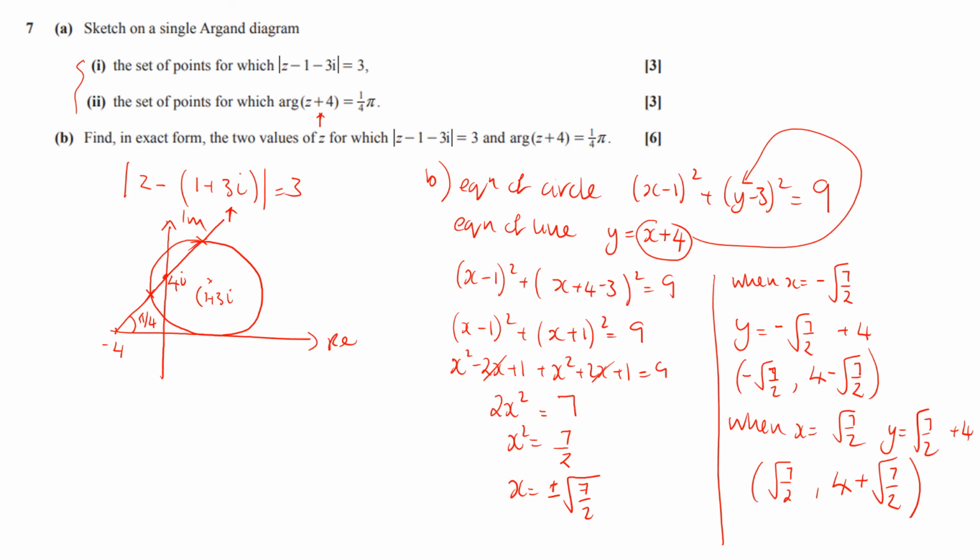our complex numbers. Z is going to be minus root 7 over 2 plus 4 minus root 7 over 2 i, or Z is going to be plus root 7 over 2 plus 4 plus root 7 over 2 i. That's number 7.